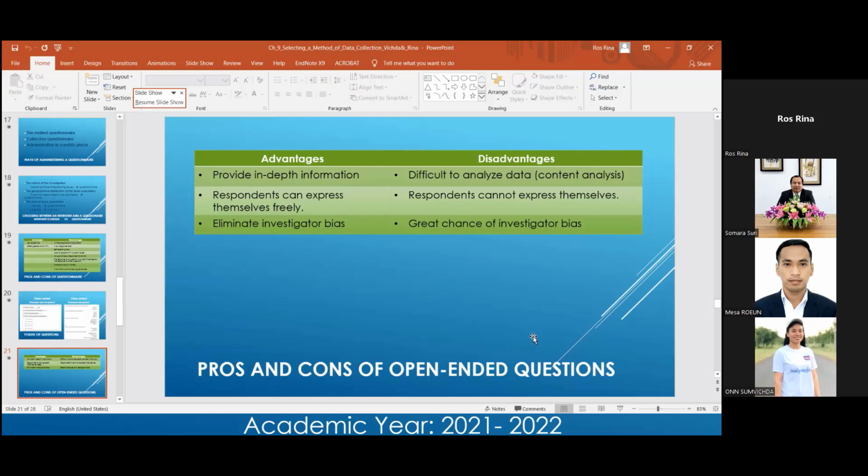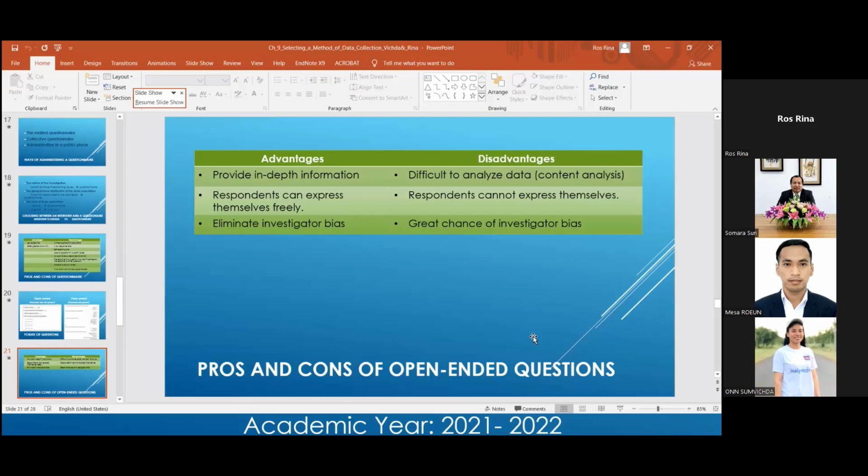And about the disadvantages of open-ended questions, it is difficult to analyze the data. This is the most difficult thing. If the researcher uses open-ended questions to collect the data, they need to make sure that they are good at analyzing the data. They know how to separate it and how to group it.